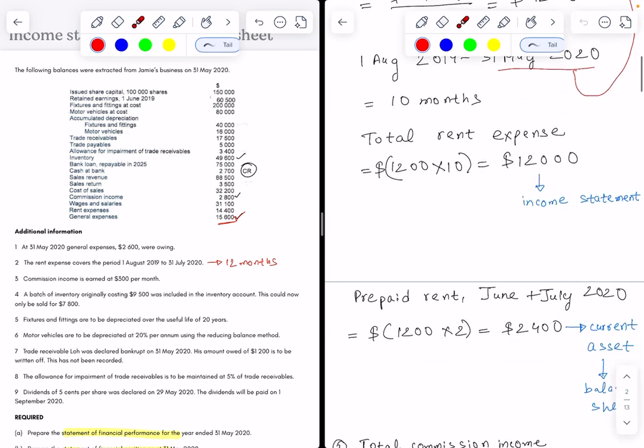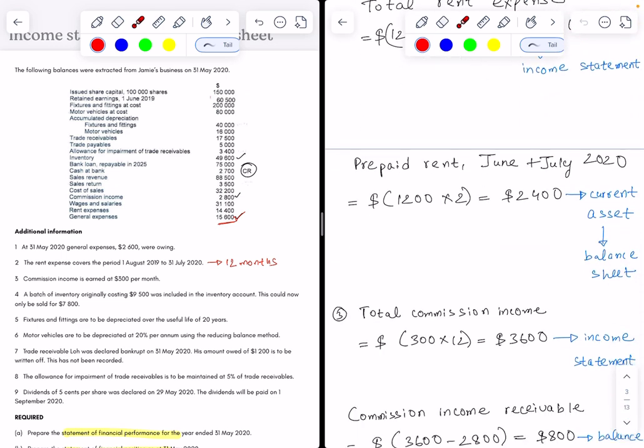Now, don't forget that we have prepaid rent, which refers to rent payment made in advance for the months of June 2020 and July 2020. June and July 2020 are the months in the next financial year, starting 1 June 2020. Our business currently ends at 31st of May 2020. So anything after May 2020 is basically advance payment, and the advance payment in this case is for 2 months of June and July 2020.